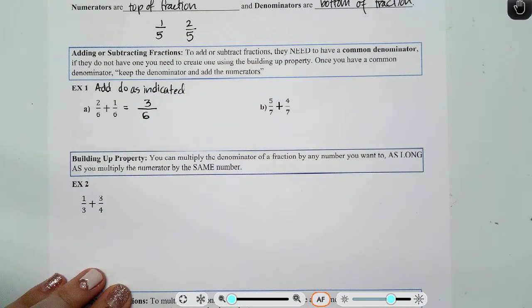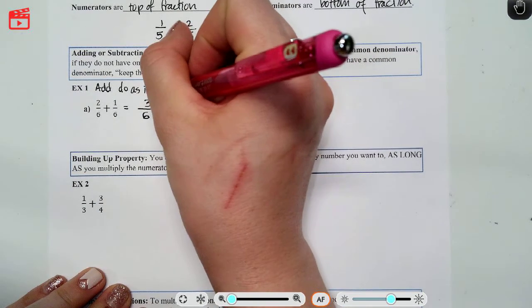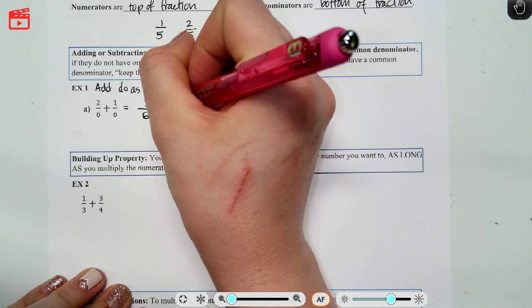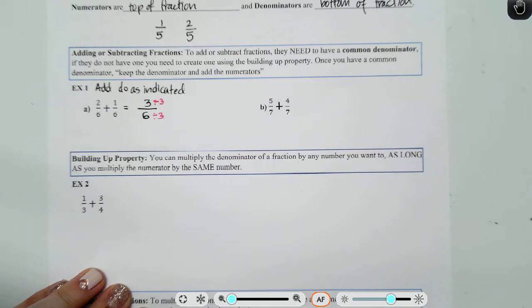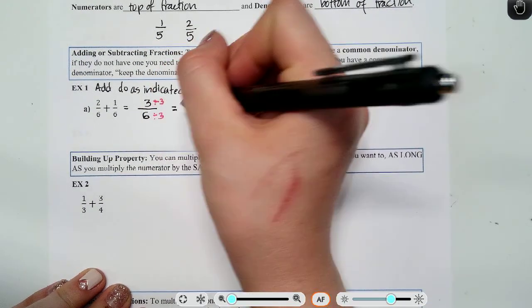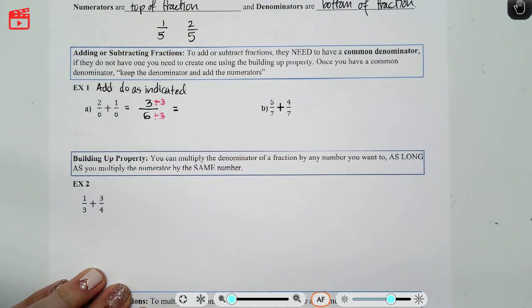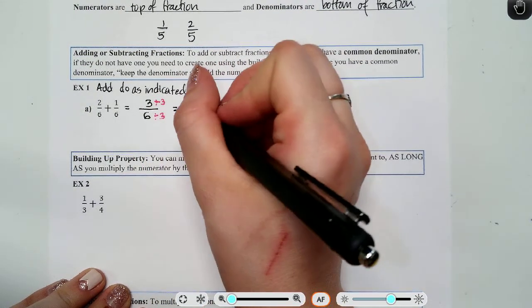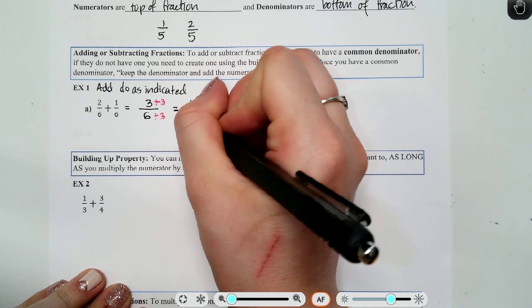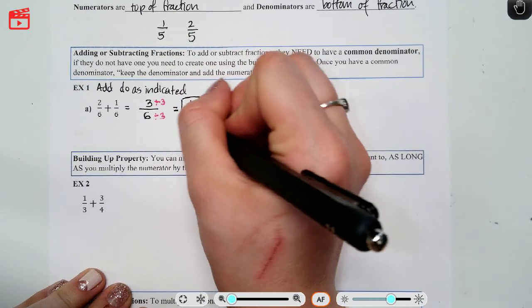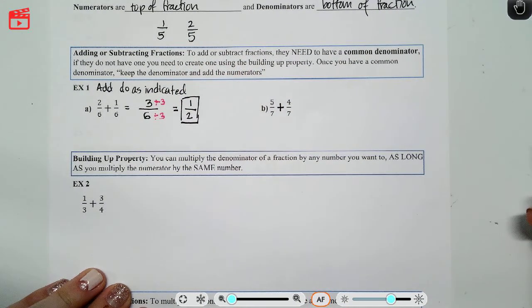All right, but we need to simplify this. 6 and 3, they share a common factor. They're both divisible by the number 3. Okay, so if I'm going to simplify it like this, I need to divide the top and bottom by the same number. So 3 divided by 3 is 1. 6 divided by 3 is 2. Okay, so we have gone ahead and simplified into a half.